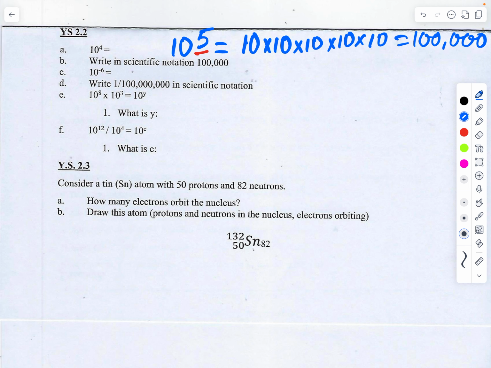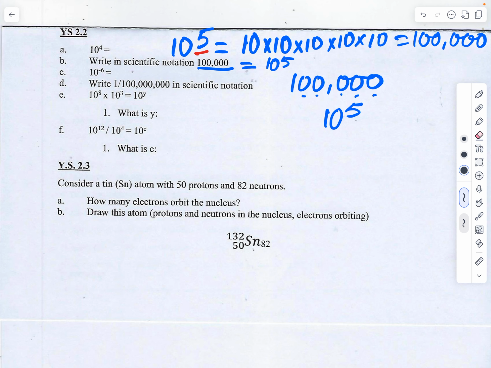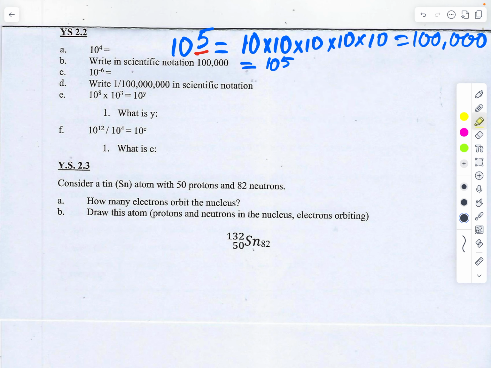Okay, write in scientific notation for 100K. So convenient, we just did it. It is 10 to the 5th, because if you look at 100,000, you see 1, 2, 3, 4, 5, five zeros. So it's 10 to the 5th. You see where I'm going with this? It's basically looking at the number of zeros, because each zero means you times 10 one time.